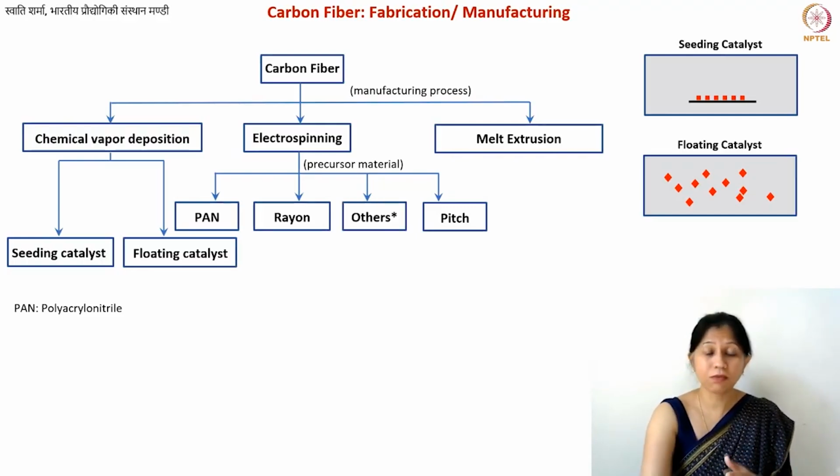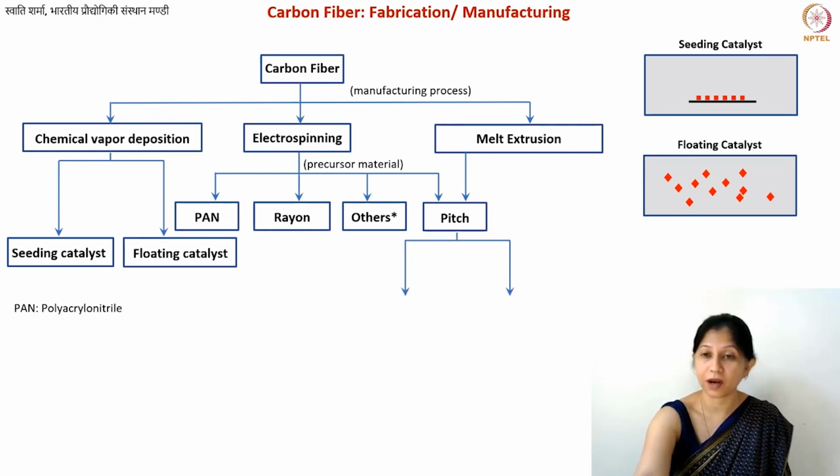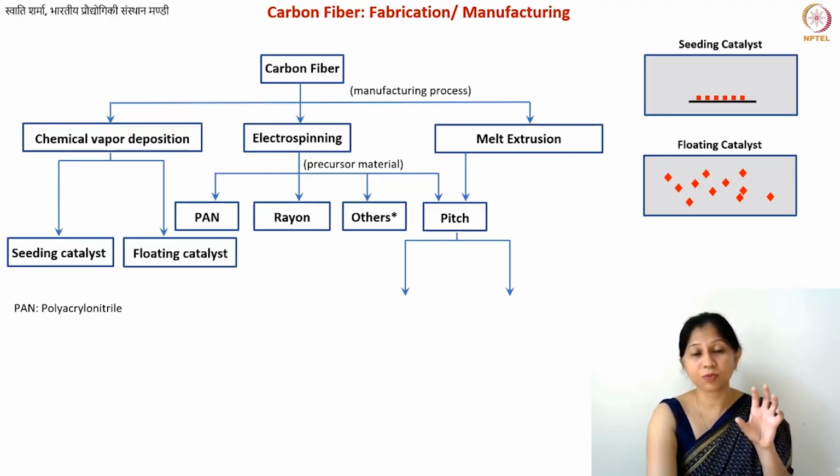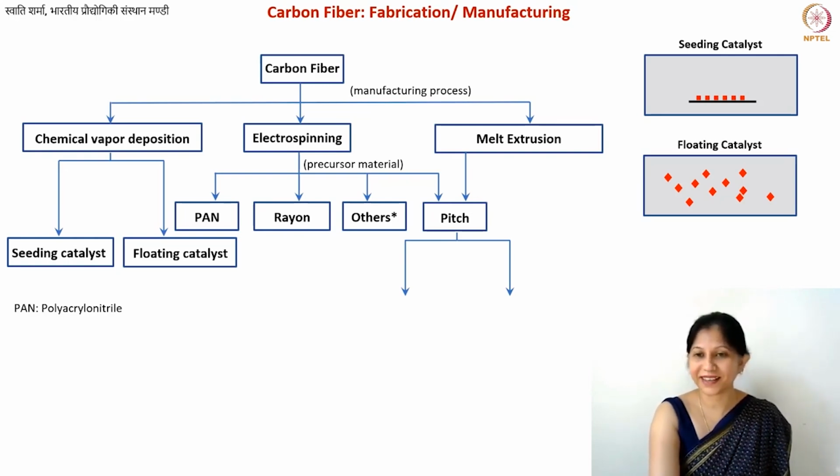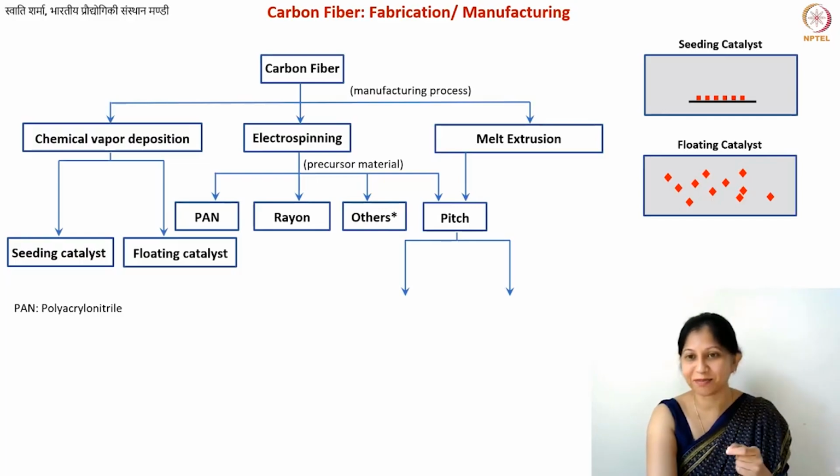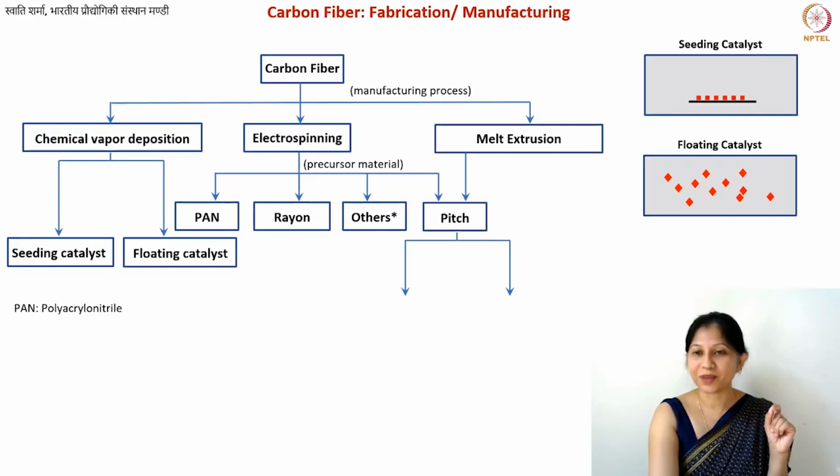Okay, and now there are many other polymers also. For example, you can have some phenol formaldehyde resins. You can have many other new polymers that are being designed specifically for carbon fiber production. But because those polymers still would make only a very small fraction of industrial manufacturing, I have not mentioned all the names. Okay, now I have written pitch on the right hand side, and the reason for that is that I also wanted to connect it to the melt extrusion box. Pitch can also be spun.